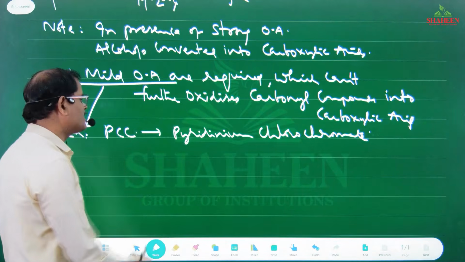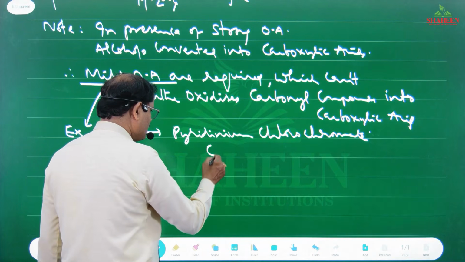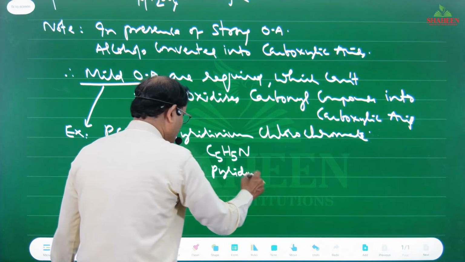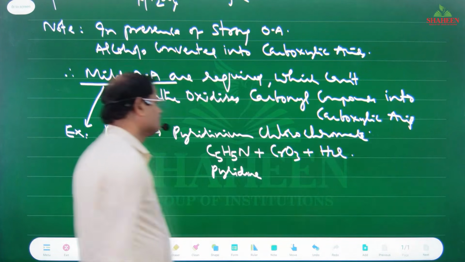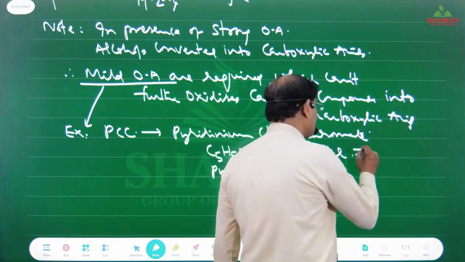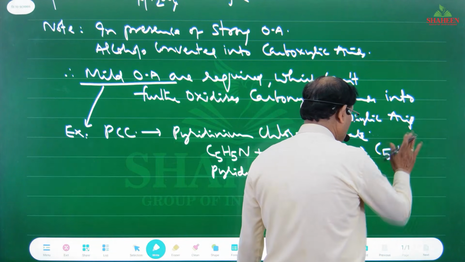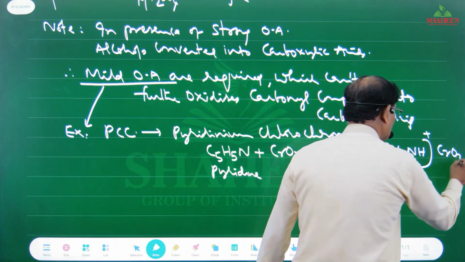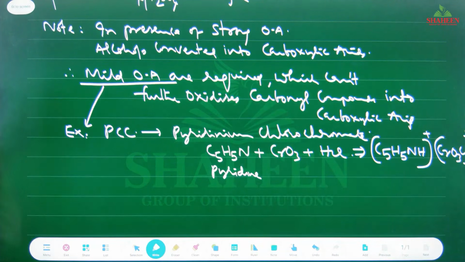Pyridinium chlorochromate is nothing but a mixture of pyridine, that is C5H5N, plus CrO3 and HCl. This mixture is called pyridinium chlorochromate, and it can exist in the form of C5H5NH+ CrO3Cl-, in the form of this complex.